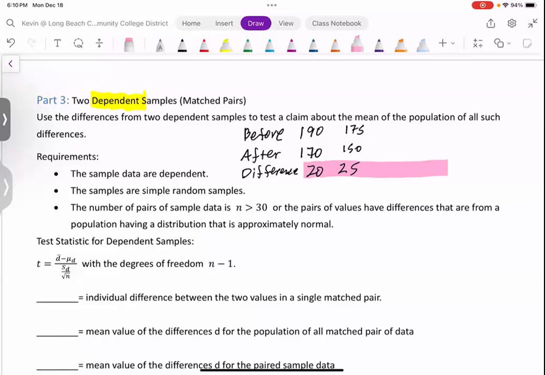Now, these are dependent samples, meaning it's the same person, right? The one person weighed 190 before, and afterwards they weighed only 170. So is that big enough difference? Can we claim that that difference is significant enough? Is what we're going to be testing.